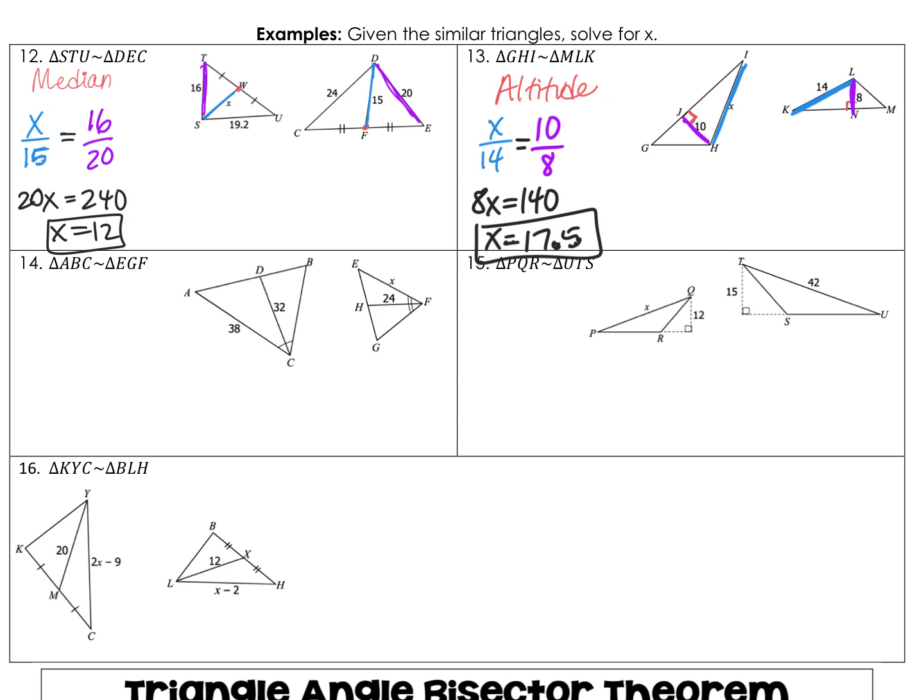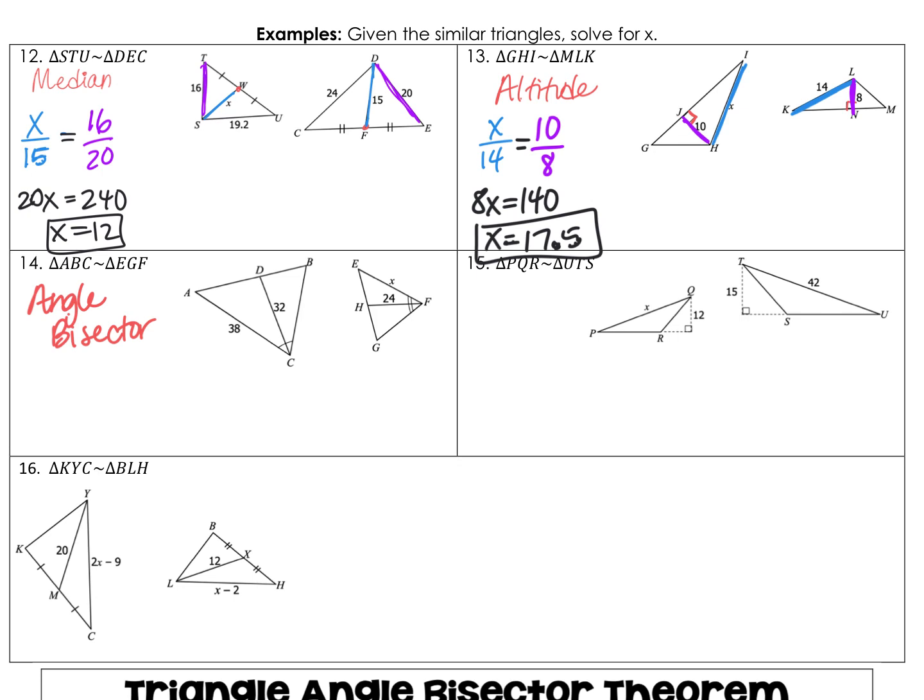Okay, talk to your table about number 14. What's causing number 14? Okay, this is an angle bisector. In case you're wondering, yes, I will ask you on your test what kind of line is happening here. Or not line, it's rather a segment. What kind of segment is causing this to happen? You should be able to tell me. So that vocab is important enough to learn it, okay?